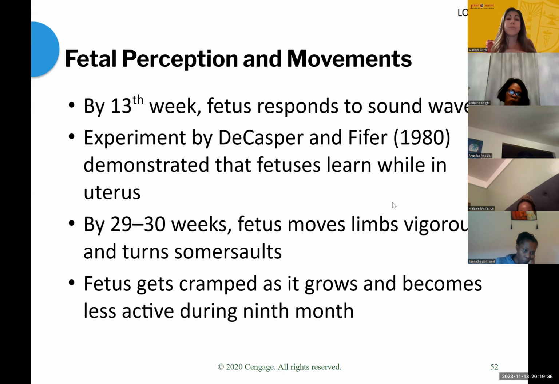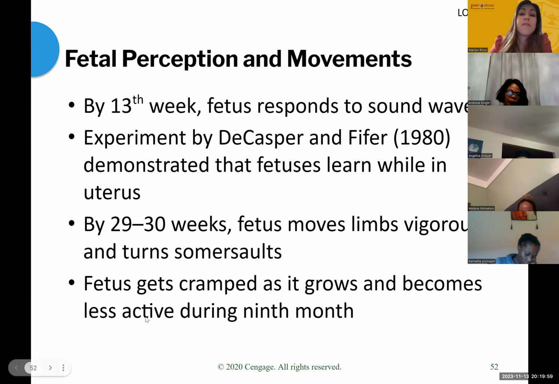So, fetal perception and movements. By the 13th week, the fetus responds to sound waves. The experiment by DeCasper and Fifer in 1980 demonstrated that fetuses learn while they're in the uterus, right? So you can talk to the baby and the baby might start kicking or responding. That's what they're saying. So they did this study.